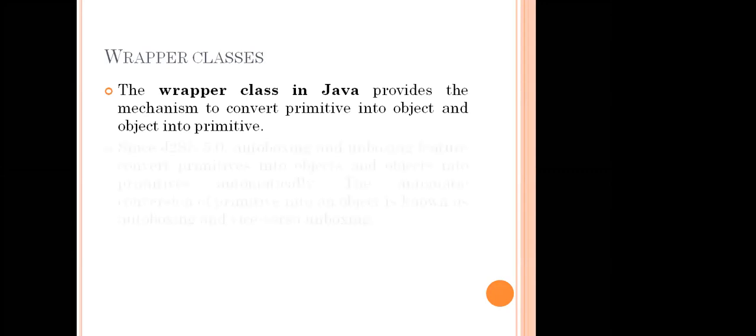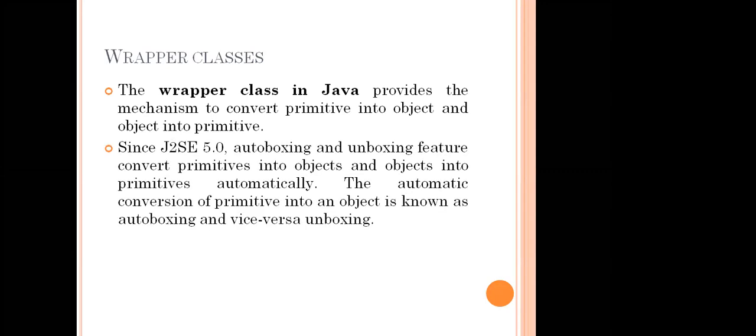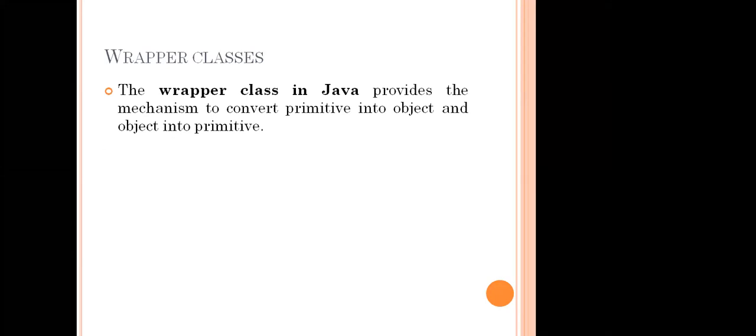So these are the wrapper classes. What are wrapper classes? The wrapper classes in Java provide the mechanism to convert a primitive into an object and an object into a primitive. What does converting primitives into objects mean? We know the basic data types are there, right? That data we are going to convert into objects. It is a simple concept.